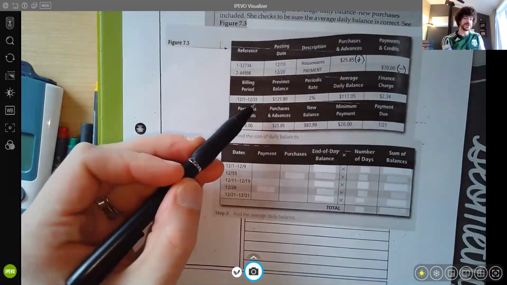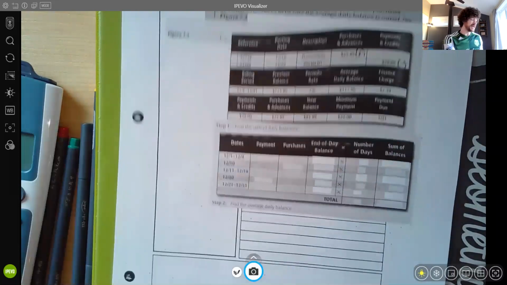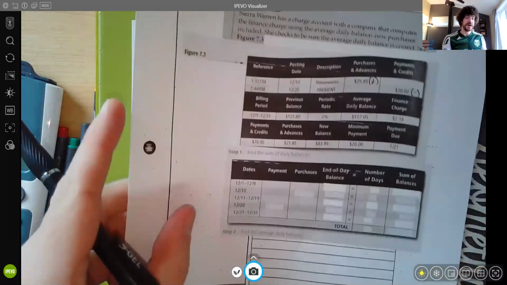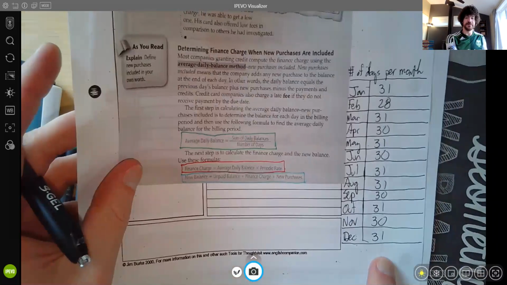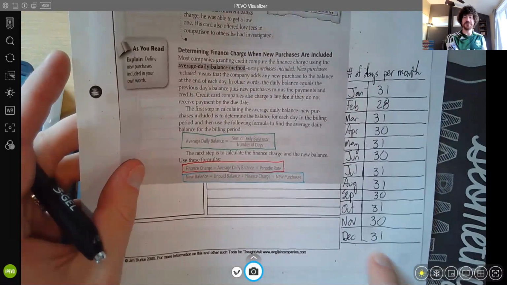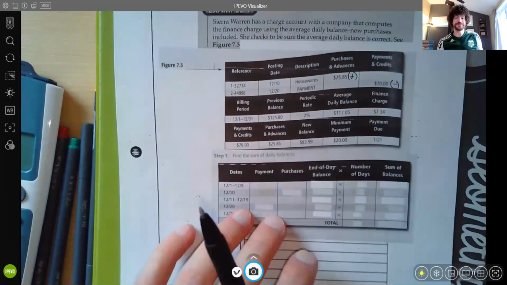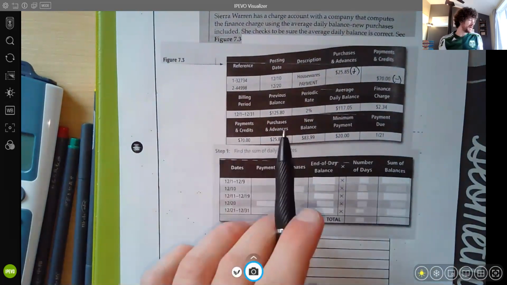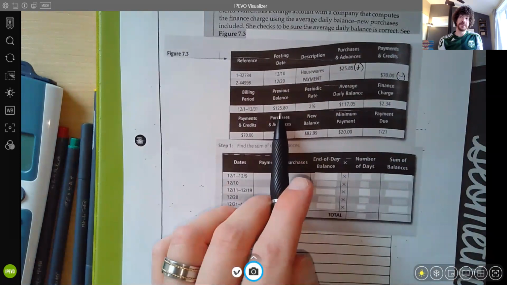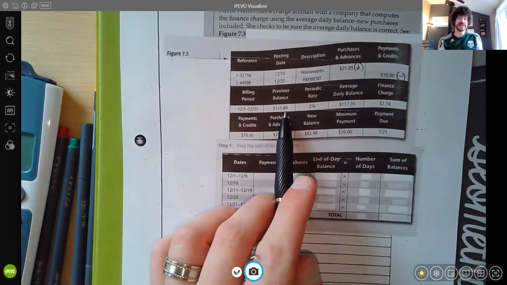So the month of December, which you can see is 31 days. And whoops, wrong paper. We can see here back on this table that we made, in case you forget, it also says 31 days there, which is going to be very important as we go through this example. Other things we're looking at. Previous balance that was brought in from the month of November is $125.80.